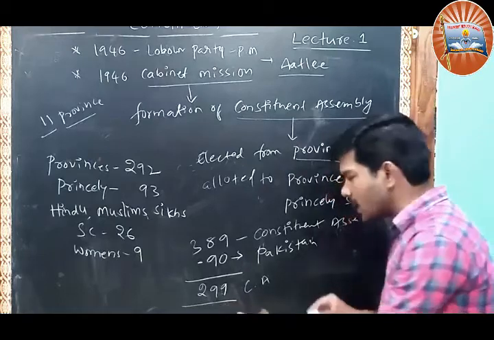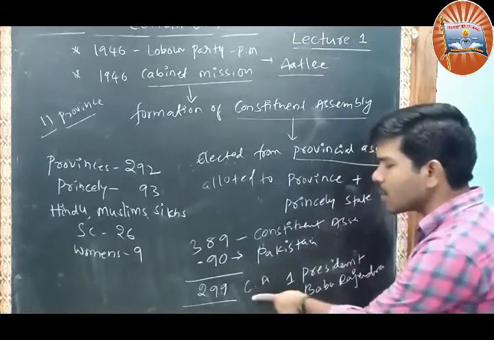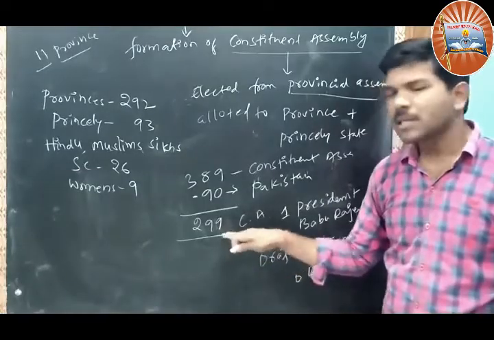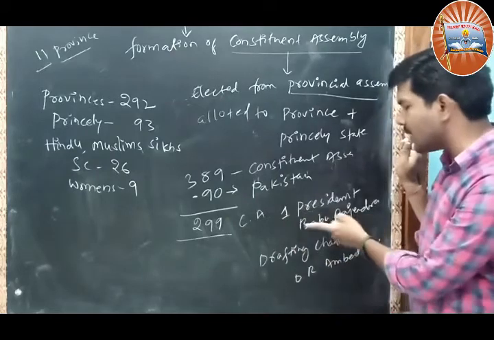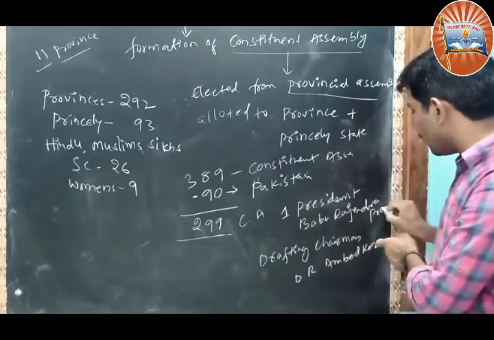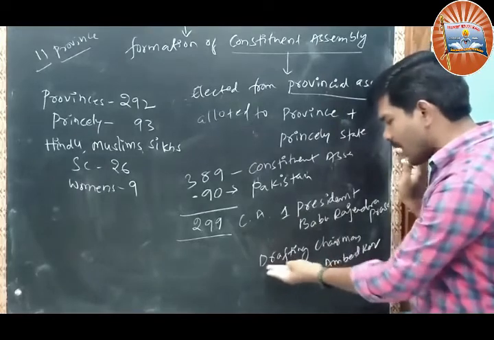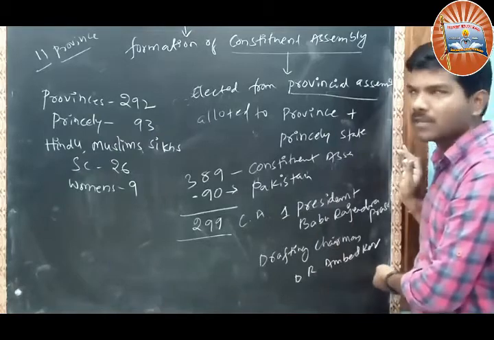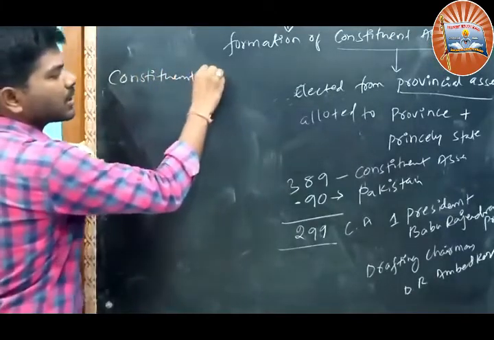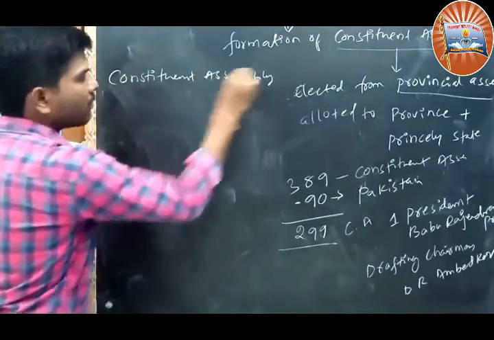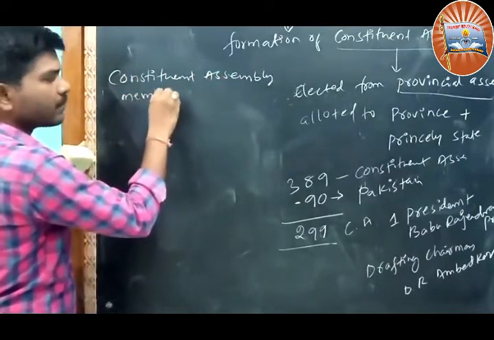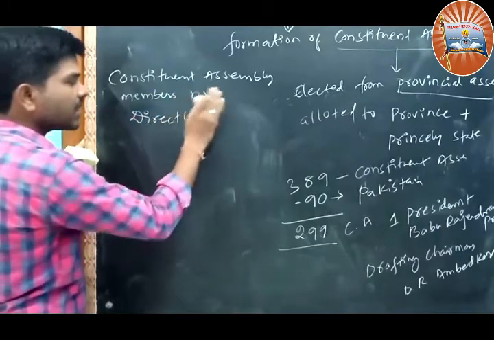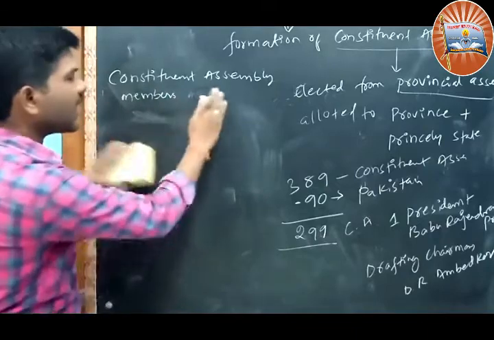From the 299 members, Babu Rajendra Prasad was President of the Constituent Assembly. CA means Constituent Assembly. So from 299 members, one member was elected as the President of the Constituent Assembly, that is Babu Rajendra Prasad, and one member was elected drafting committee chairman. He is Dr. B.R. Ambedkar, Bhimrao Ambedkar. Constituent Assembly members were not directly elected. Not directly means members were indirectly elected. Better to write indirectly elected.